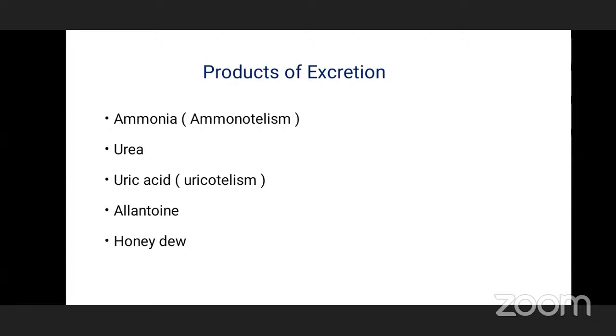So next it is allantoin. As I said, in insects where that enzyme is not present, they cannot convert it into urea. So this allantoin is the one that is present as the excretory product.